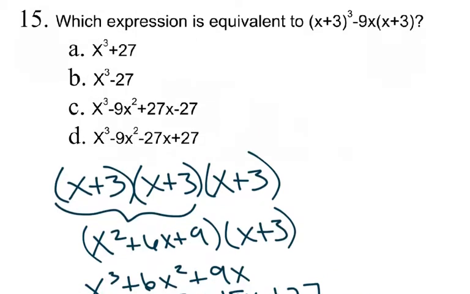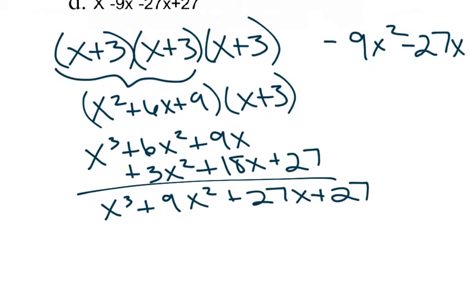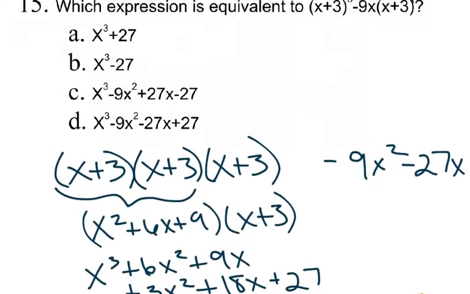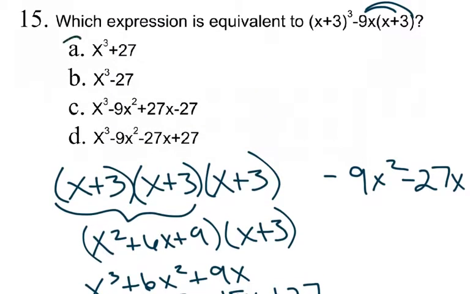Don't forget that you still had this stuff. So I also need to distribute negative 9x to x plus 3, which becomes negative 9x squared minus 27x. So now I'm going to put that down here at the bottom. Minus 9x squared minus 27x. So now when I look at this, these are going to cancel out, and these are going to cancel out. The only thing that's going to be left is x cubed and a 27. So my answer choice is A.